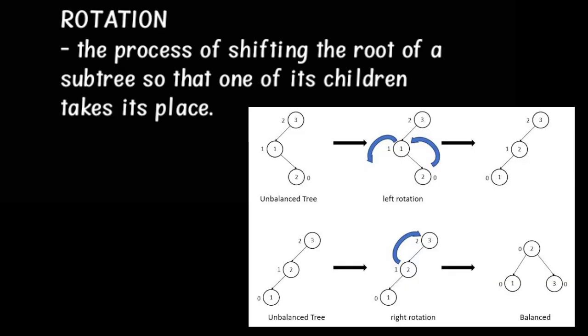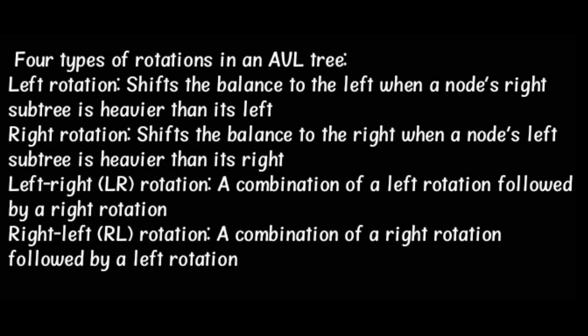Let's move to rotation. Rotation is the process of shifting the root of a subtree so that one of its children takes its place. This is done when a node is inserted or deleted, causing the tree to become unbalanced. An unbalanced tree is one where the difference in height between two subtrees is greater than 1 or less than -1. There are 4 types of rotation in an AVL tree.